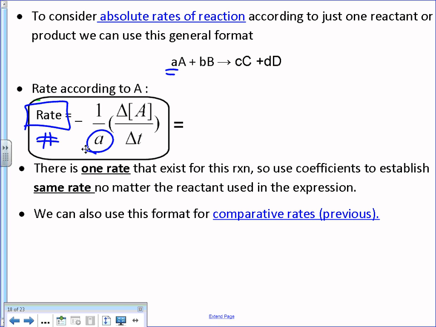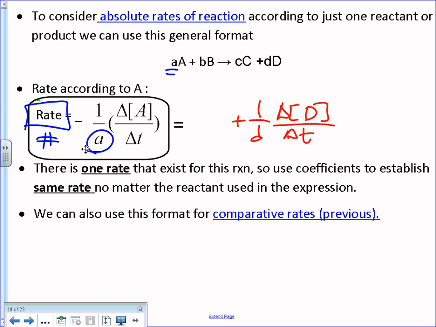It's little a, little d. So what sign goes in the front though? A positive sign, so it's product, so it's making product. So 1 over little d, lowercase d, times delta [D], change in concentration of D over change in time.